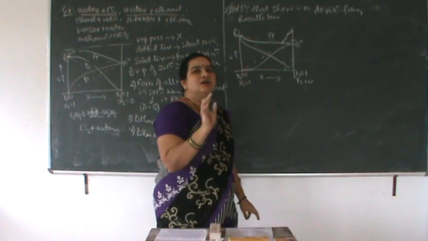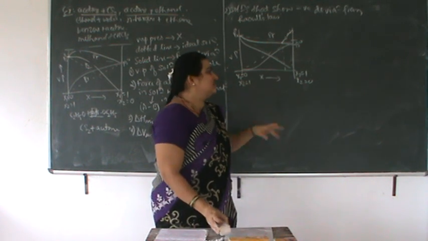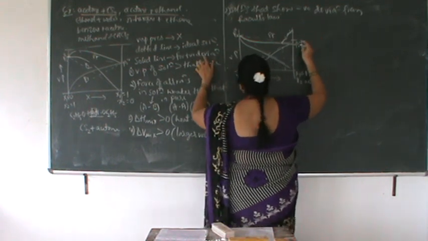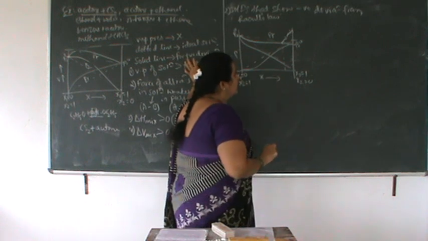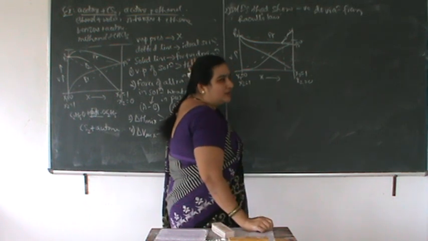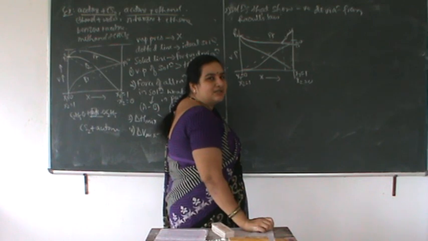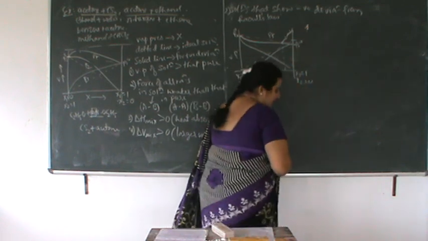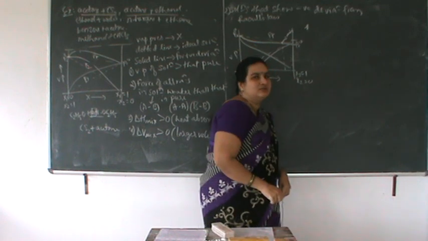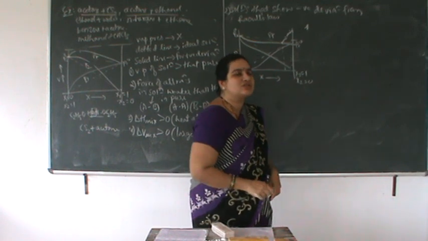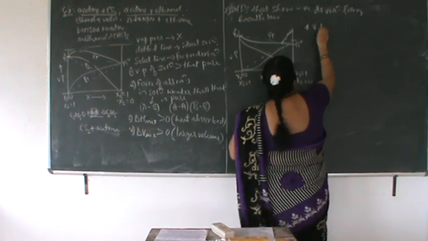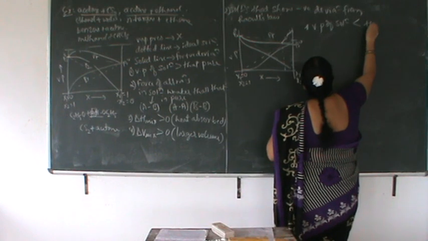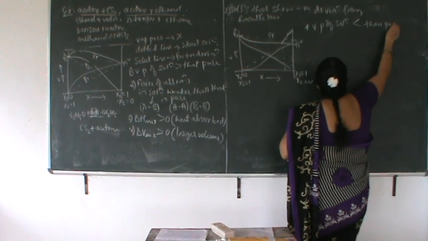Here again, the dotted line represents the ideal solution and the solid line represents the solution with negative deviation from Raoult's law. Now, as the diagram indicates, what is the cause for negative deviation? See here, the vapor pressure of the solution is less than that in the pure component.